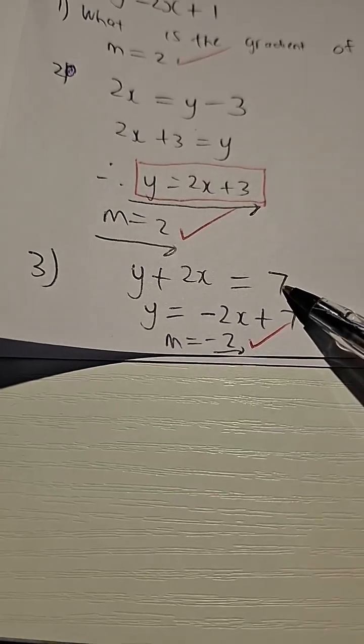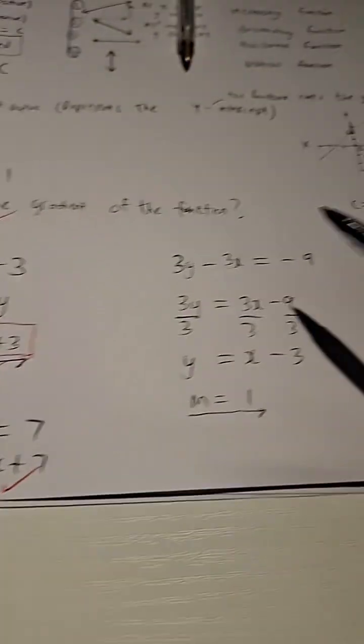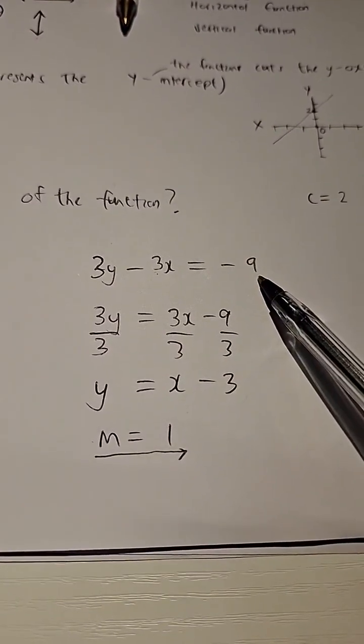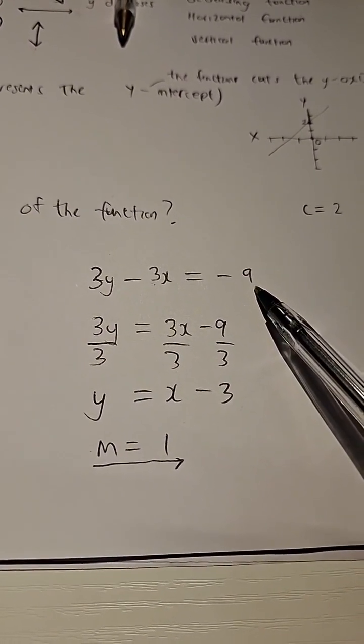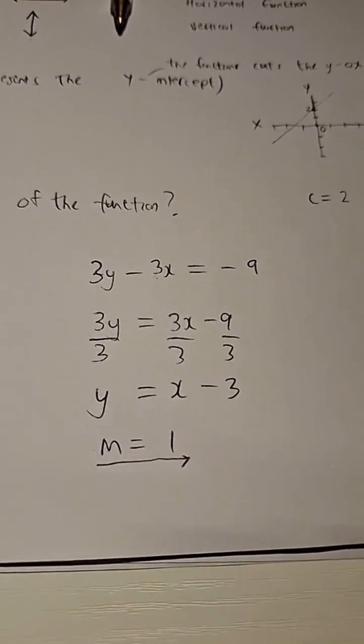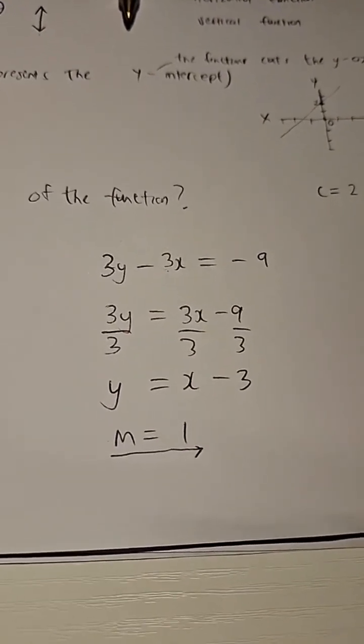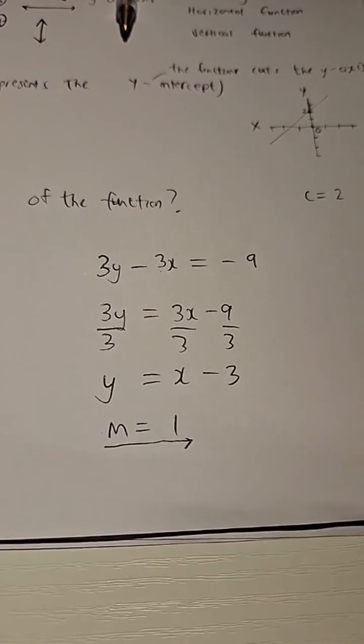This is not in standard form, so we first get it into that form, and then we read the gradient. This was definitely also not in the standard form for a straight line function, so we get it into that form. And do you see what's happening here? We are applying the algebraic skills that we learned in the previous grades.